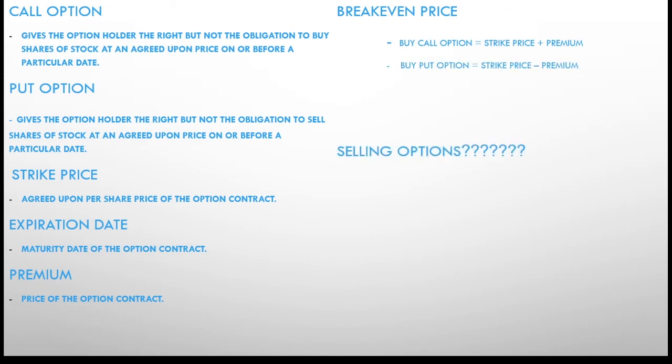Now, we talked about buying options, where you pay a premium and have the right to either buy or sell a stock on or before an expiration. What about when you sell an option? Let's talk about the other side of the market.